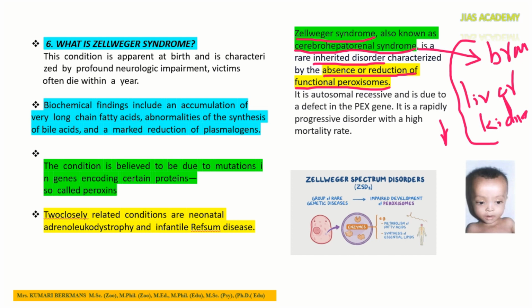Accumulation of very long chain fatty acids, as well as abnormalities of the synthesis of bile acids, are marked, along with the reduction of plasmalogens. So these you have to keep in mind. First, the absence or reduction of functional peroxisomes; second, accumulation of very long chain fatty acids; and third, abnormalities of the synthesis of bile acids. And the fourth reason is the condition believed to be due to mutation of the genes, as I already told, for certain proteins called peroxins.